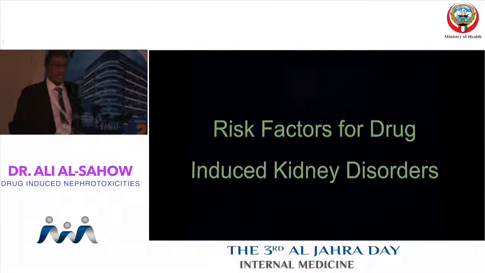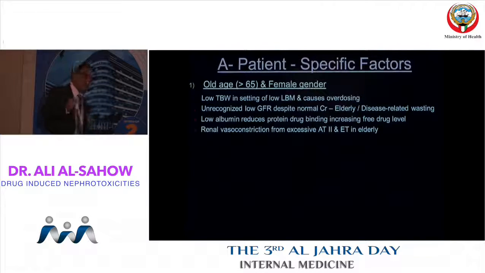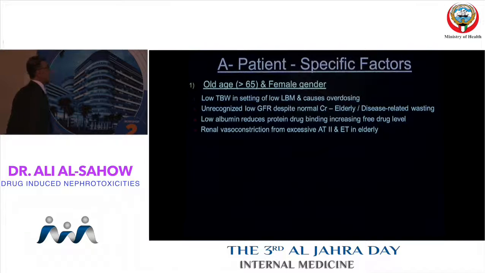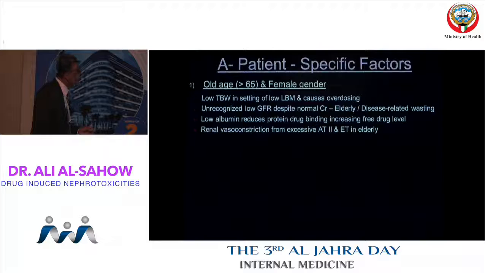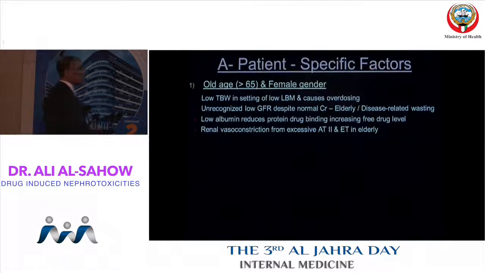So, what are the risk factors? Let's start with patient-related factors or patient-specific. The gender and the age. In females and older people, the low total body water and the low lean body mass may result in overdosing. The unrecognized low GFR in this group may also result in overestimating GFR and giving an overdose. The low albumin reduces the protein binding, increasing the free drug level. Renal vasoconstriction from excessive angiotensin II and endothelin activity in the elderly.